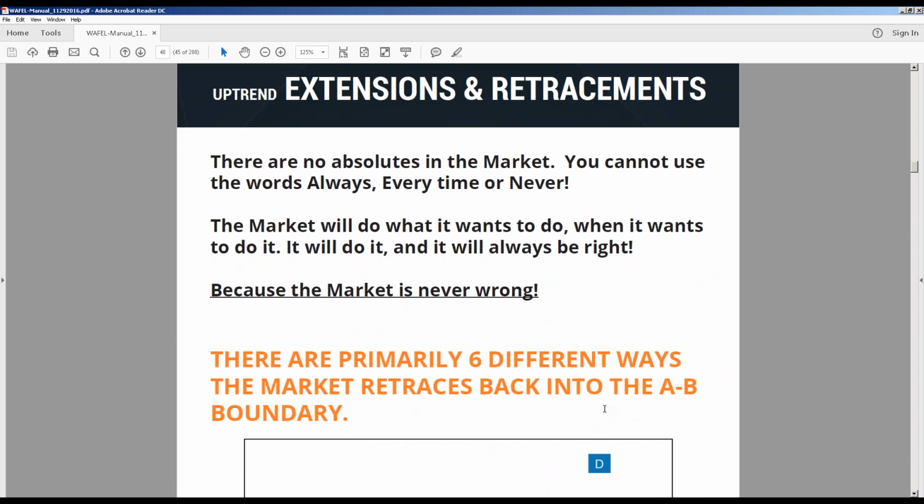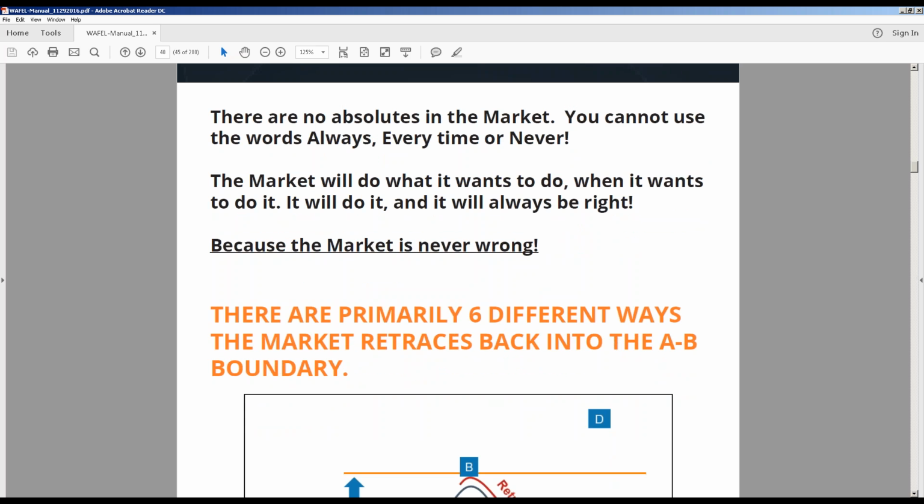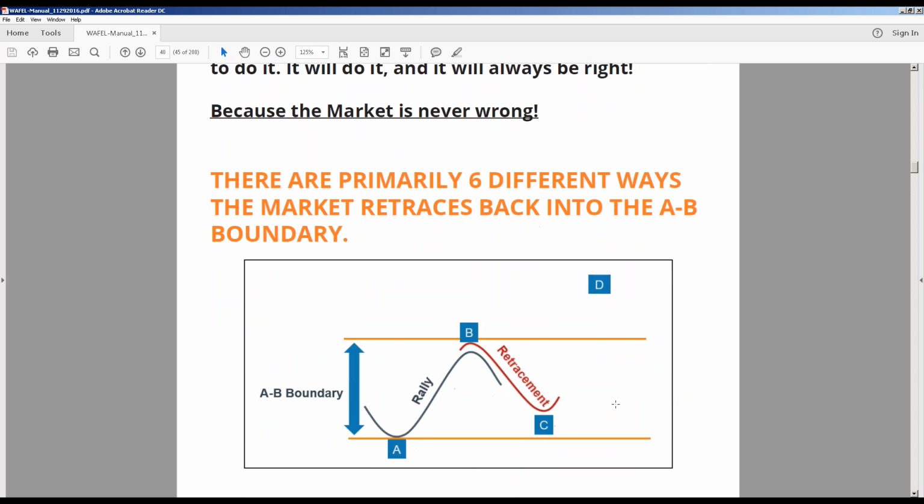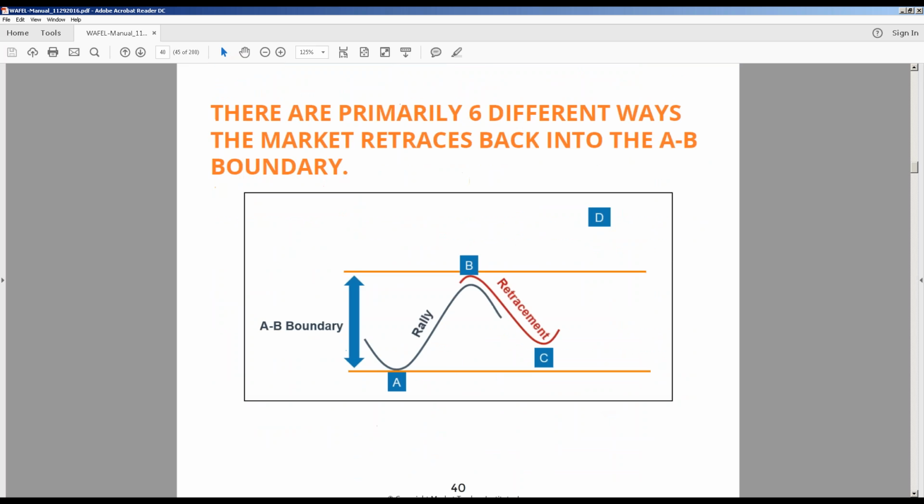Right, now there are no absolutes in the market. You cannot use the words always, every time, or never. The market will do what it wants to do. When it wants to do it, it will do it, and it will always be right, because the market is never wrong. There are primarily 6 different ways the market retraces back into the AB boundary.